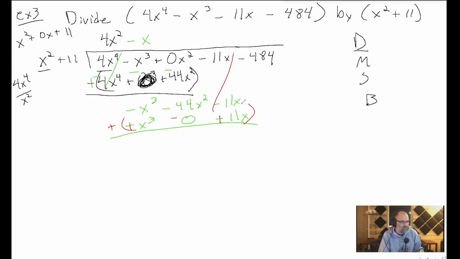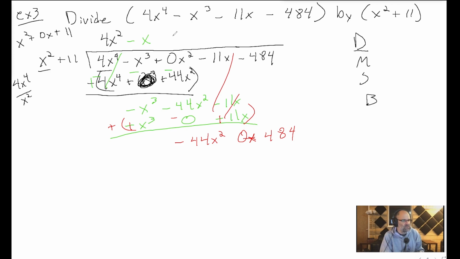Those cancel, but these do not. So I'm left with negative 44x squared. That cancels, and then I'm left with minus 484. Okay. And I could put a 0x there. That would probably be cleaner and better.